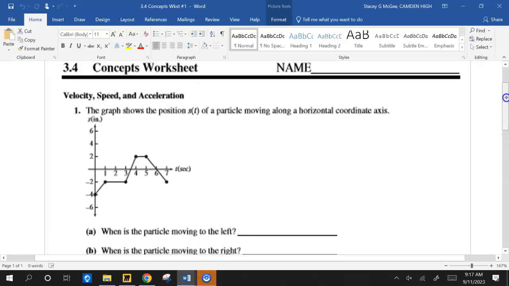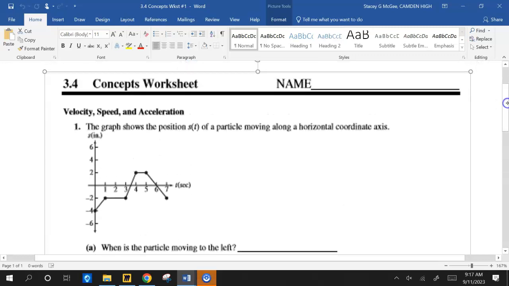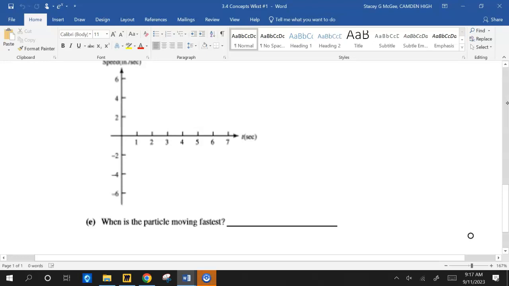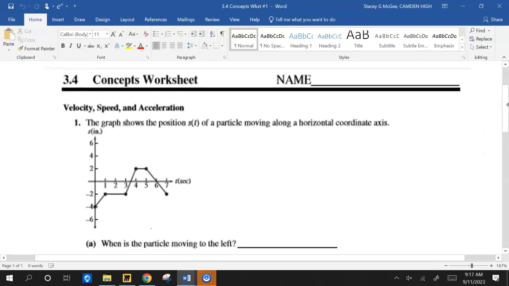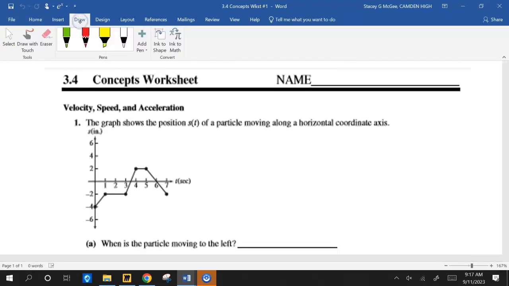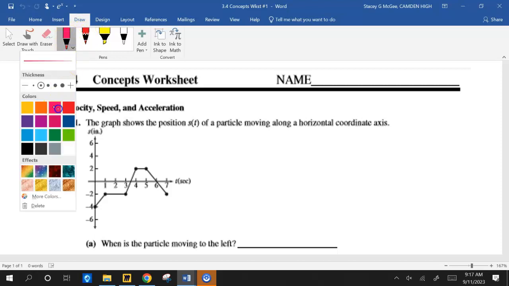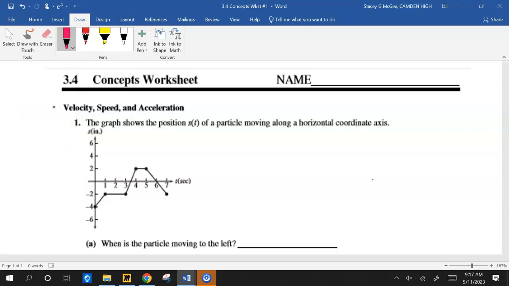This is a graph of position. This is not quite the nice quadratic equation that I had before, but take a look at this. This is S of t.